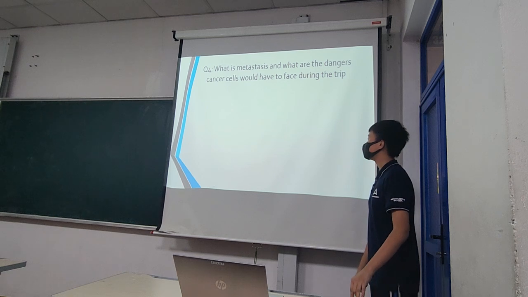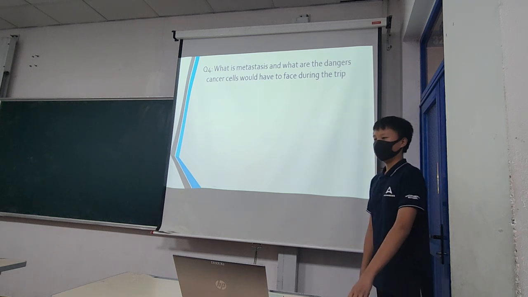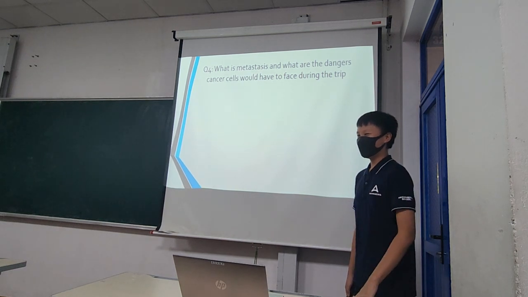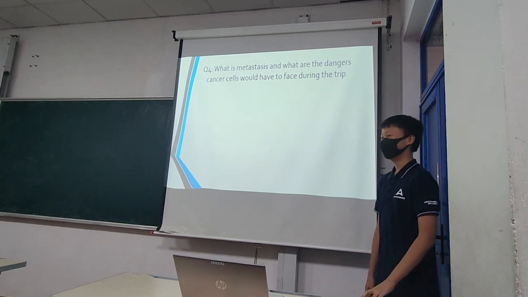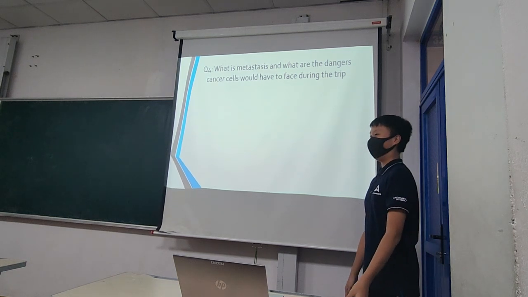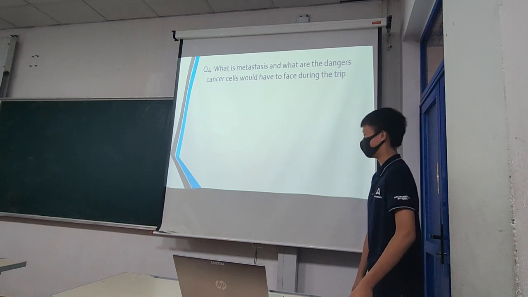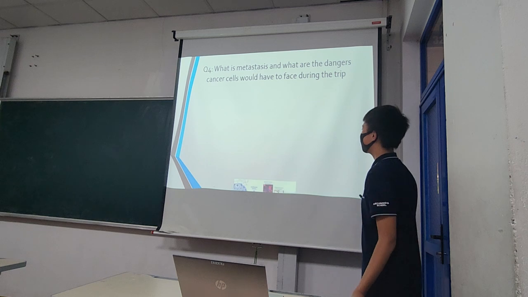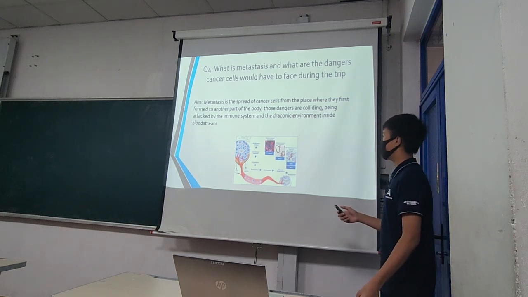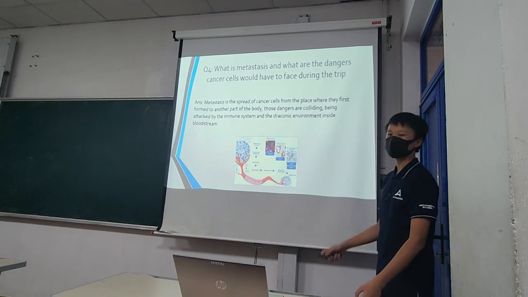The question number 4 is, what is metastasis and what are the dangerous cancer cells you would have to face during the trip? I think this is the movement of the cancer cell in the blood vessel, right? And the danger to the cancer cell is maybe the collagen. It can die because of the collagen between the blood vessel. So 5,000 answer. Metastasis is the spread of cancer cells from the place where they first formed to another part of the body. Those stages involve colliding, being attacked by the immune system and the dangerous environment inside the bloodstream.